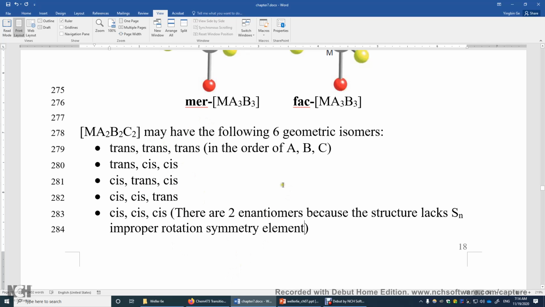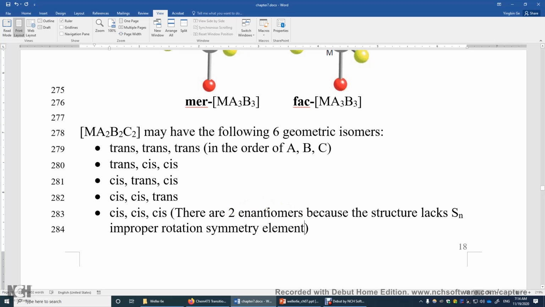So again, in total, there are 6 geometric isomers. They can be A trans, B trans, C trans; A trans, B cis, C cis; A cis, B trans, C cis; A cis, B cis, C trans; and A cis, B cis, C cis. In this scenario, there are 2 different enantiomers. They are mirror images to each other.